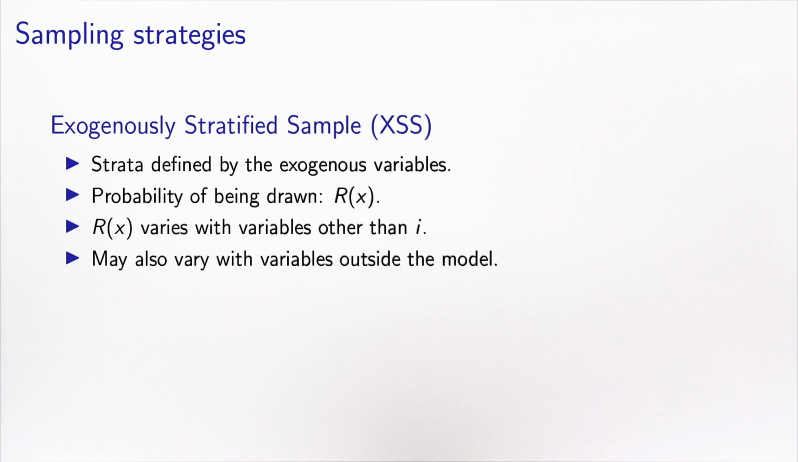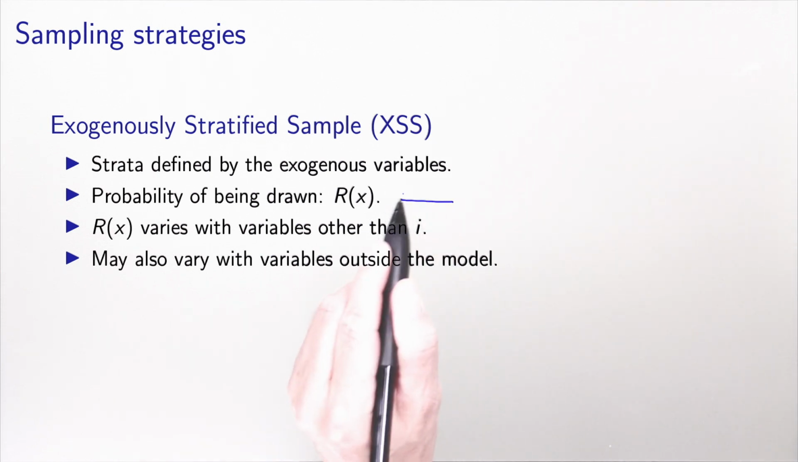The second type of sampling strategy that we are considering is called the exogenously stratified sample. In this case, the definition of the strata is based on the exogenous variables. It means now that the probability to be drawn or to be selected to be in the sample is not identical for each member of the population. The value depends on x.